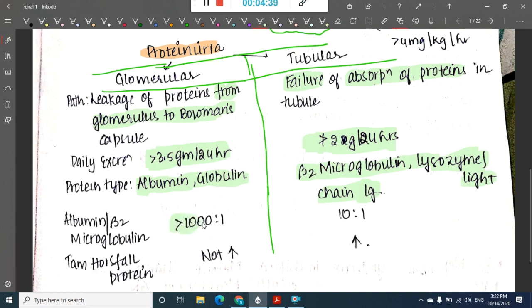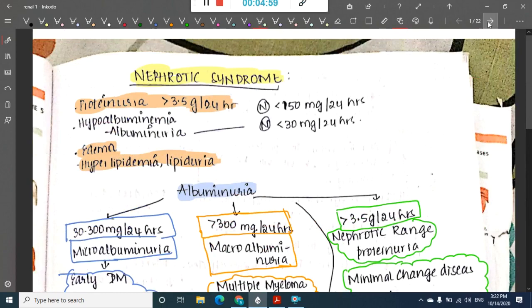Then the albumin to beta 2 microglobulin ratio is more than 1000:1 for glomerular proteinuria. It is 10:1 in tubular proteinuria. Then Tamm-Horsfall protein is not raised in glomerular proteinuria, it is raised in tubular proteinuria. So this is about proteinuria.